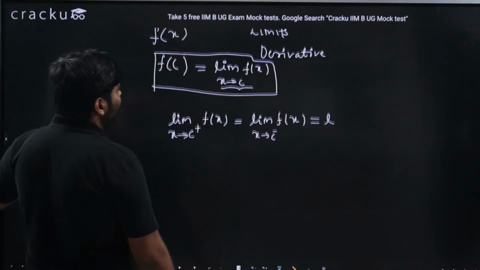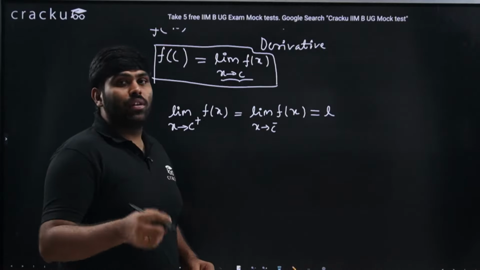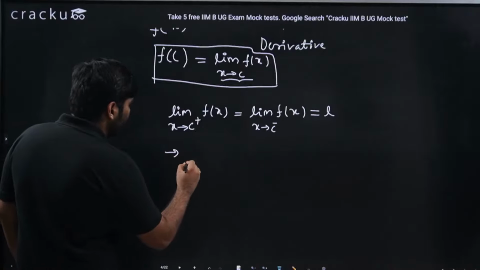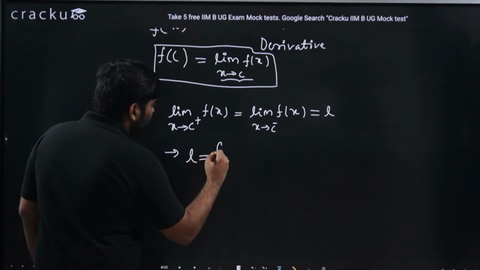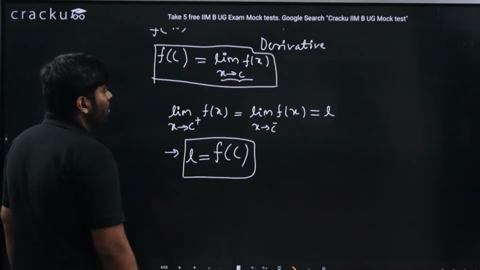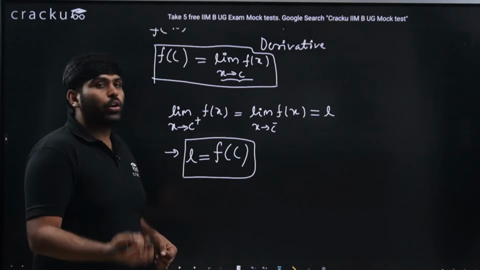Now the definition says, if f of x is continuous at point c, then this particular value L should be nothing but f of c. This is primarily the definition of continuity at a particular point of a function.